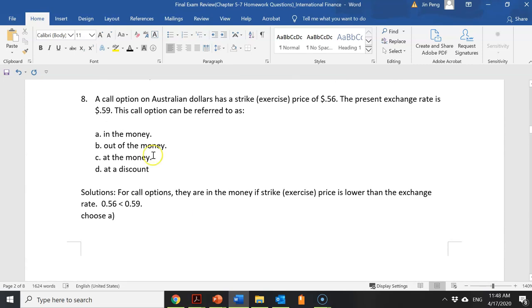Okay. So on the contrary, if it's a put option, we would want strike price to be higher than the exchange rate in order to make money because we're going to sell at the strike price and purchase it at the spot price. Okay, if the two prices are the same, we say the option is at the money, and if we're not making profits, we say the option is out of the money.